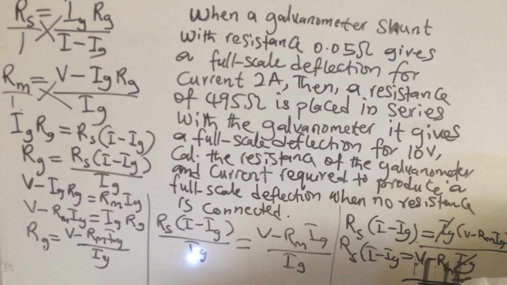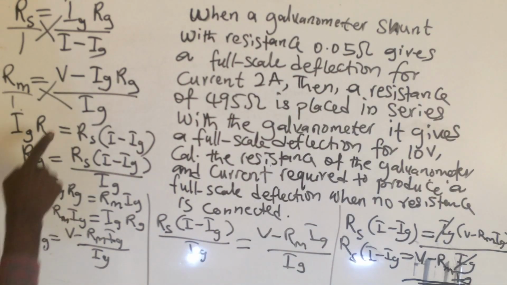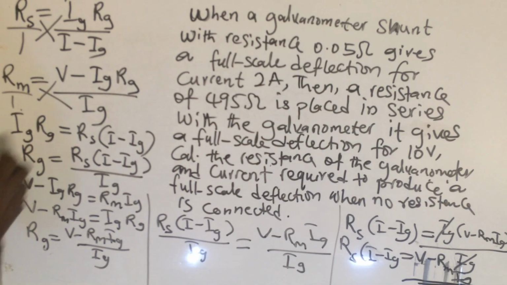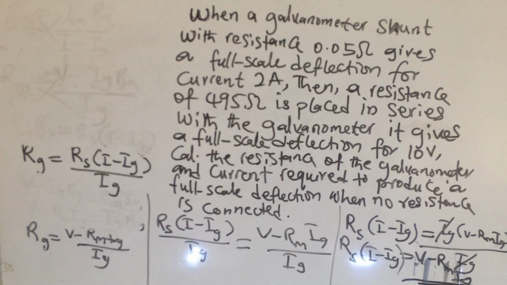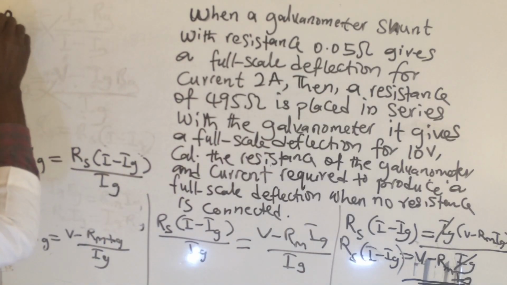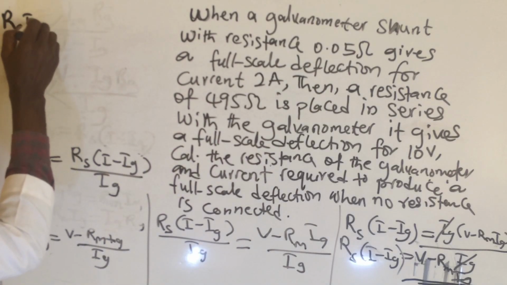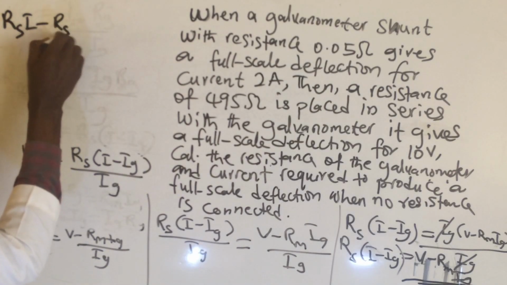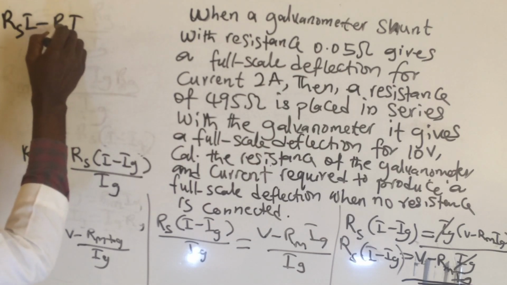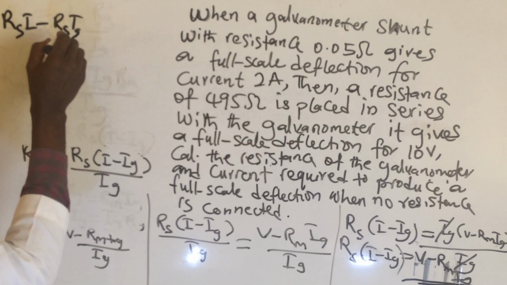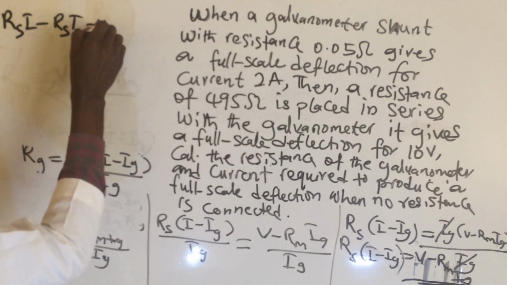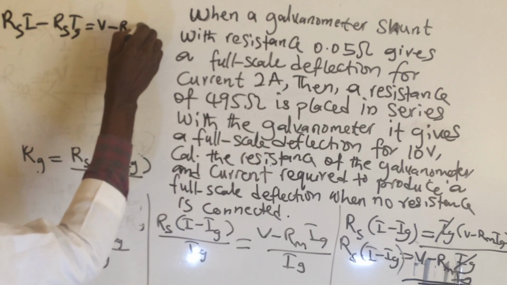Now, the formula where we make use of is this one and this one. Let us clean all that. Hope you follow. Now let us open this bracket. We now have Rs times I, which will now be Rs I minus Rs Ig, equals V minus Rmig.